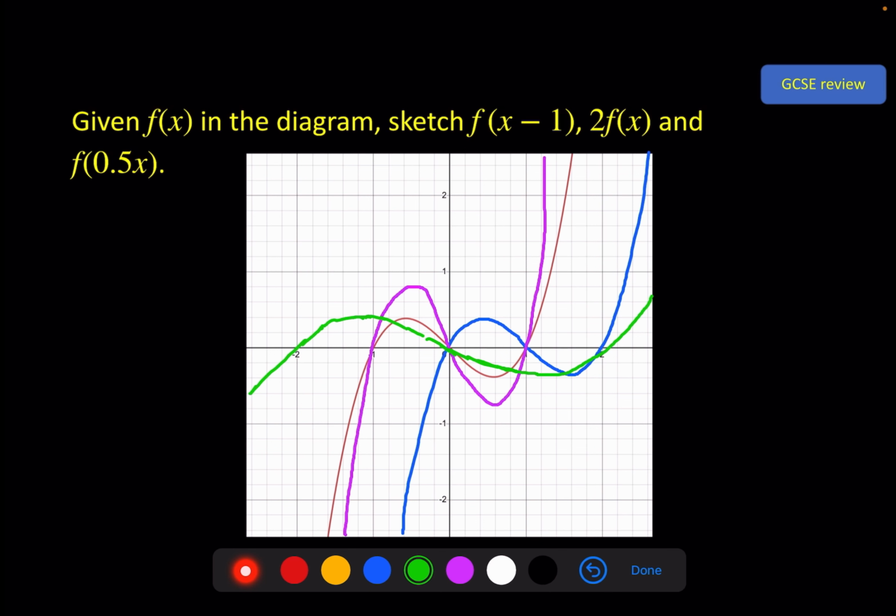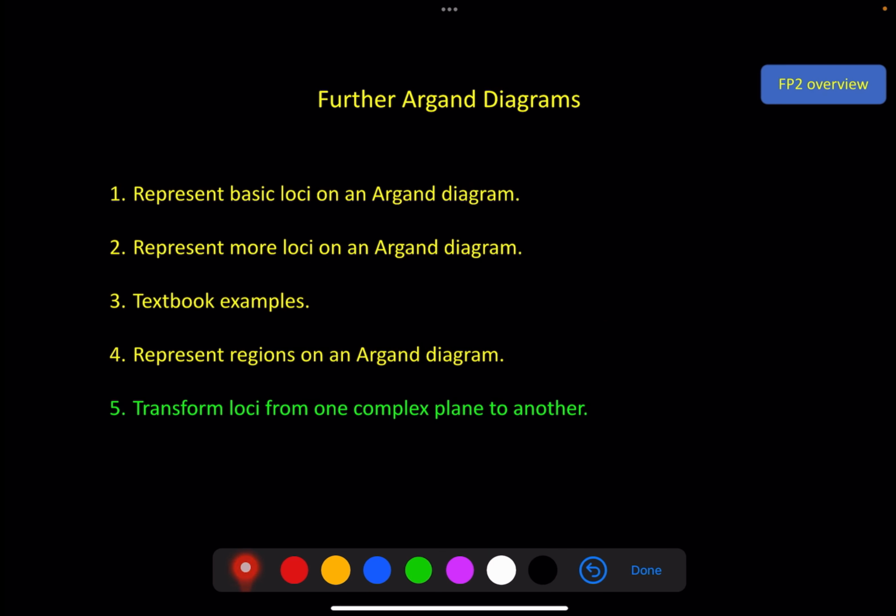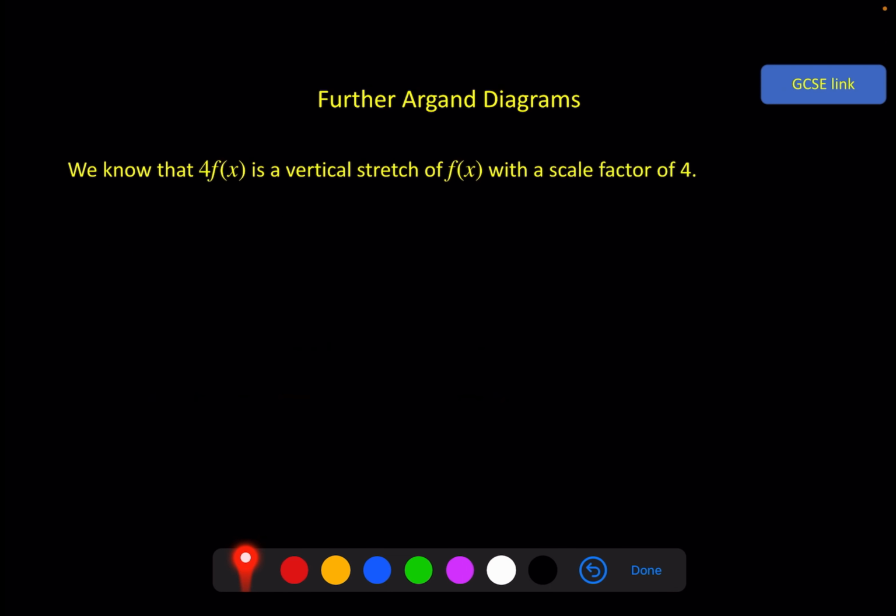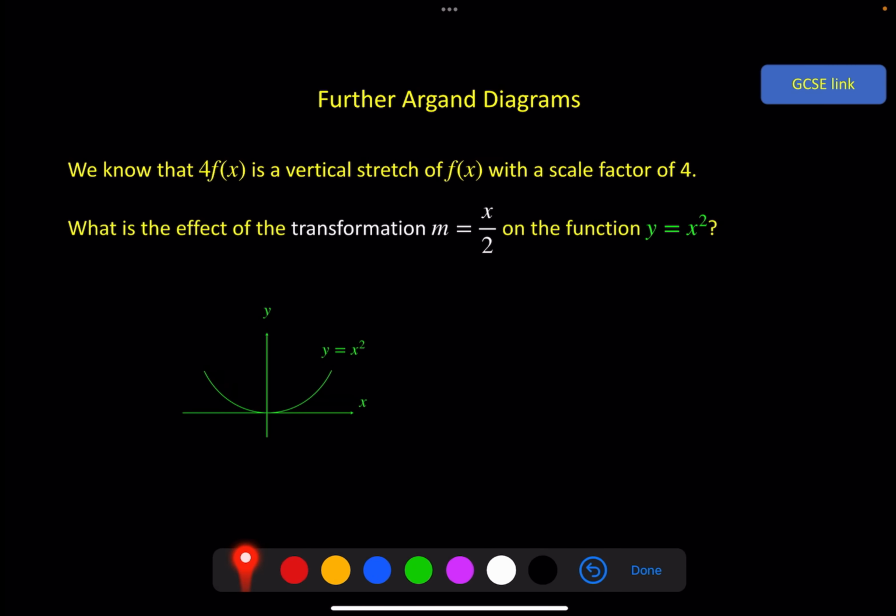This leads into what we're doing in this video because we are transforming loci from one complex plane to another complex plane. To see how this works and the link with what we just did, let's look at this. We know 4f of x is a vertical stretch of f of x with a scale factor of 4. Now let's have something written slightly differently and see what happens.